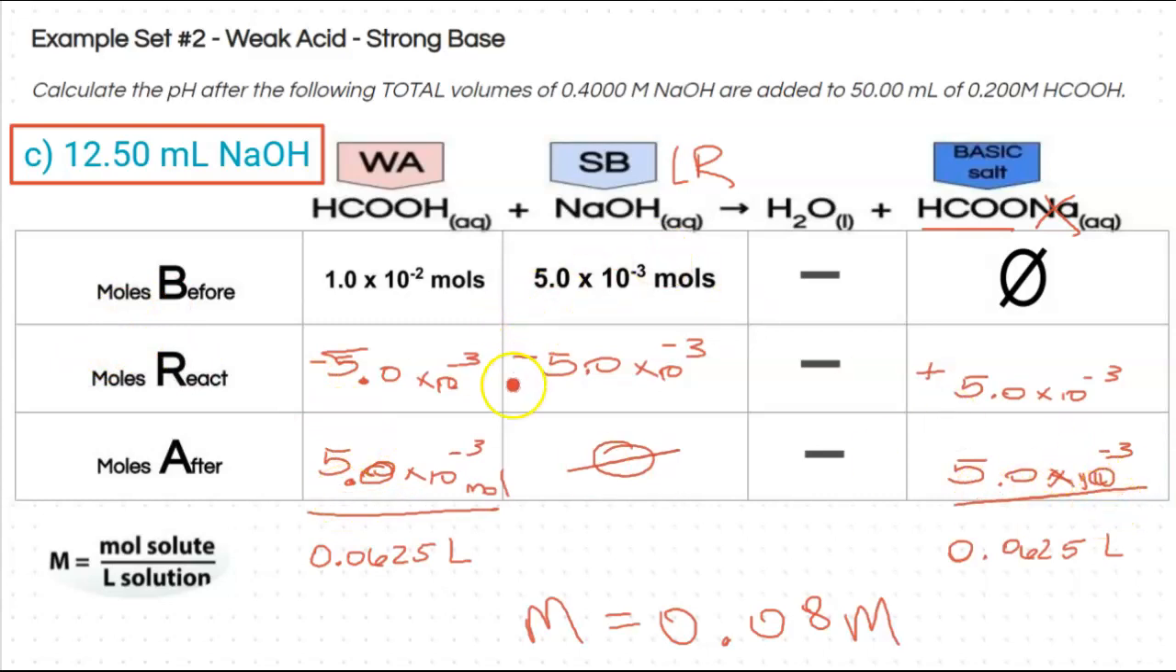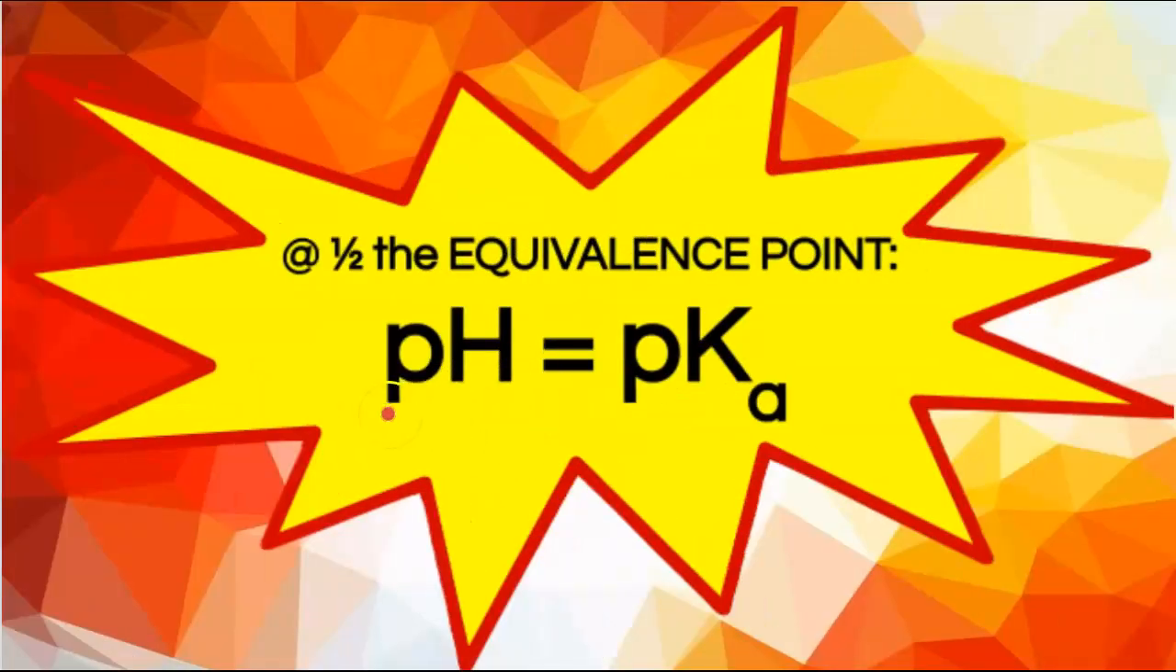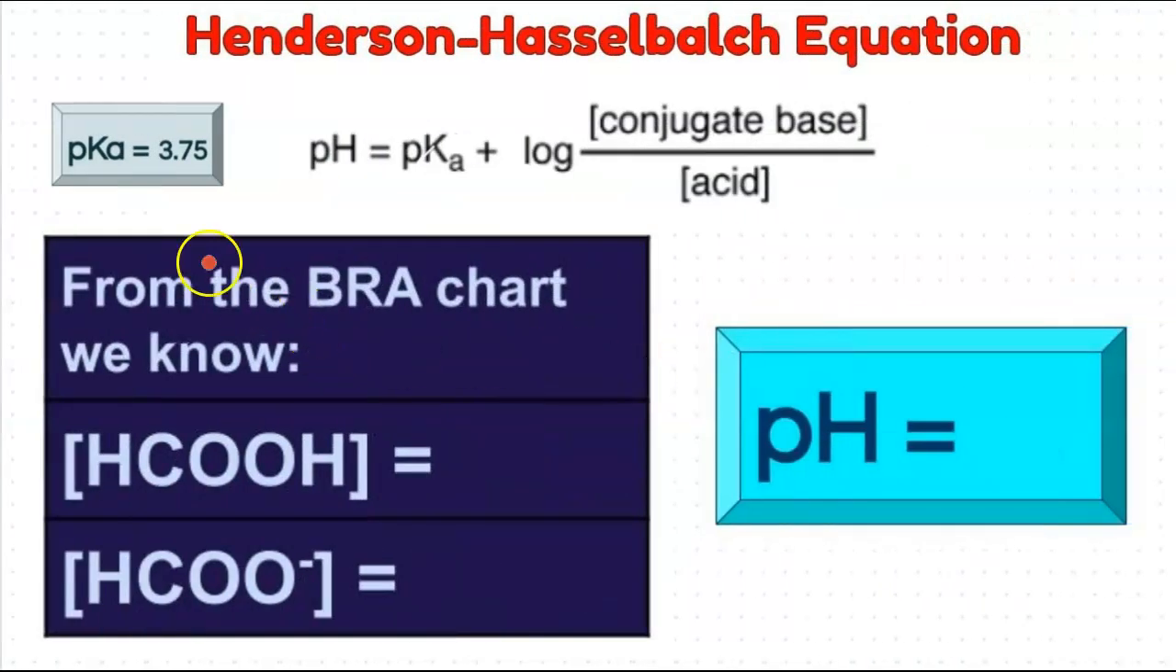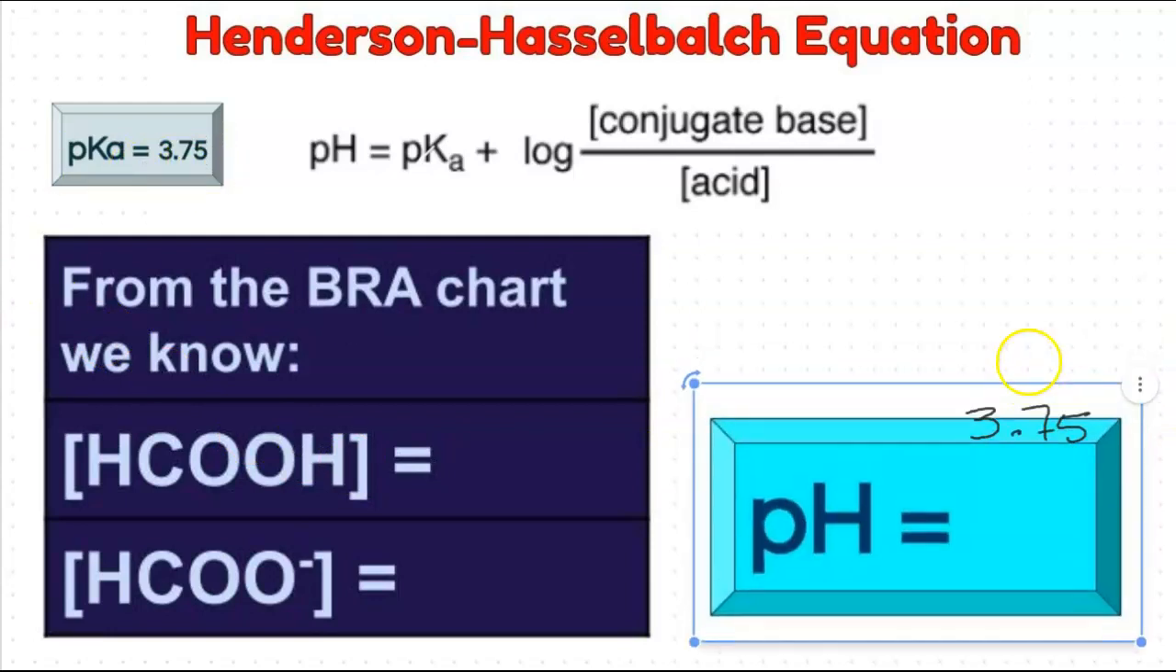All right, so the half equivalence is when the moles of the strong use up half of the moles of the weak. So that is where pH is going to equal pKa. So because pKa is 3.75, I know that my pH is also 3.75. You could, if you wanted to, plug this into Henderson-Hasselbalch and you would wind up with the same thing.